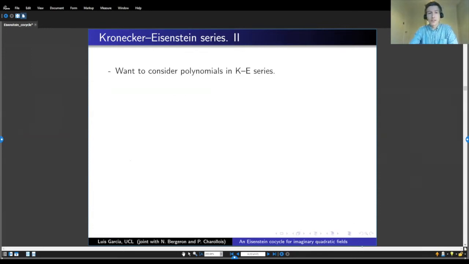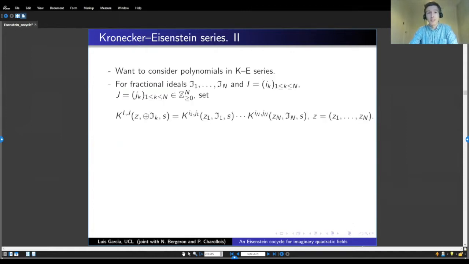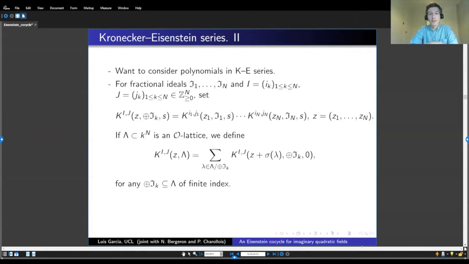Okay, so the cocycle is going to consist of polynomials in these Kronecker-Eisenstein series. So let me introduce those. I'm just going to take products of n Kronecker-Eisenstein series. So I pick n fractional ideals, and I also have to pick two multi-indices, and then I form the product that you see there, K_{I,J}. And this depends on n complex numbers z1 up to zn.